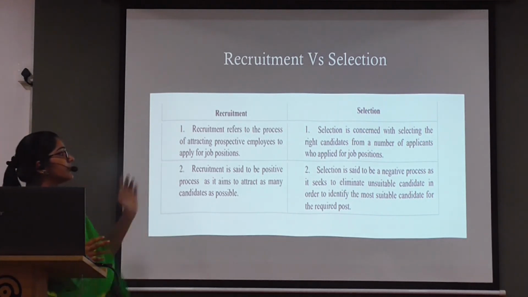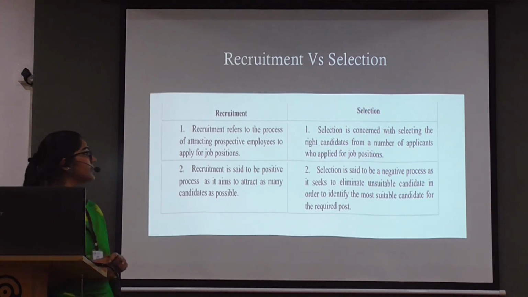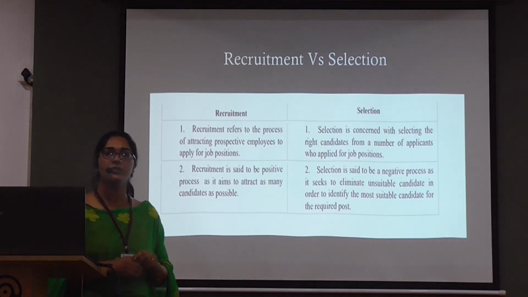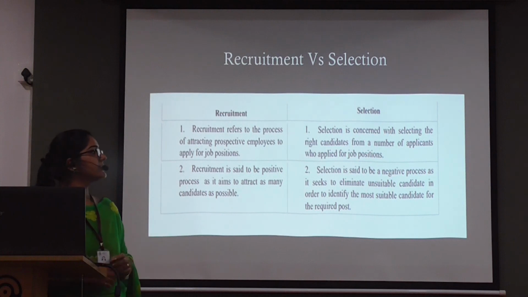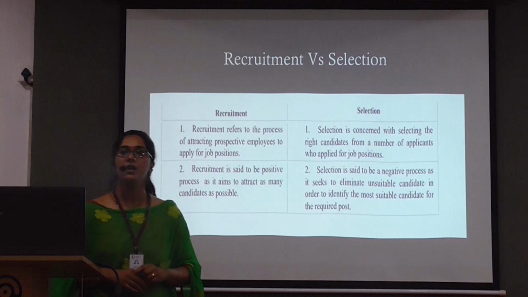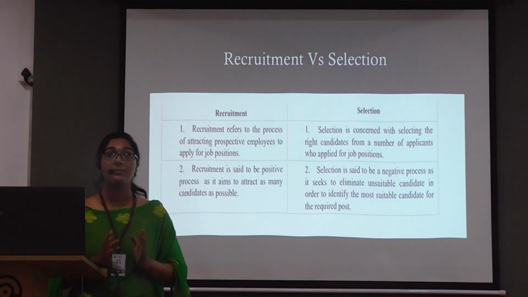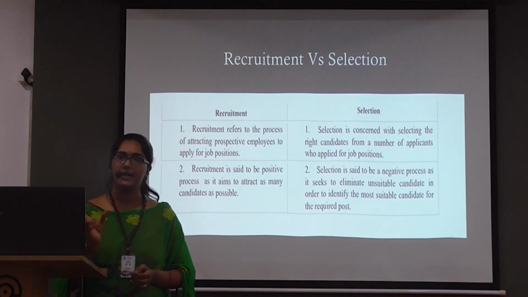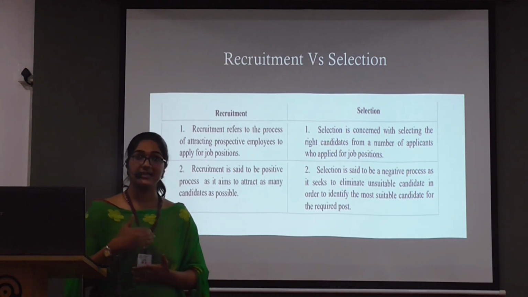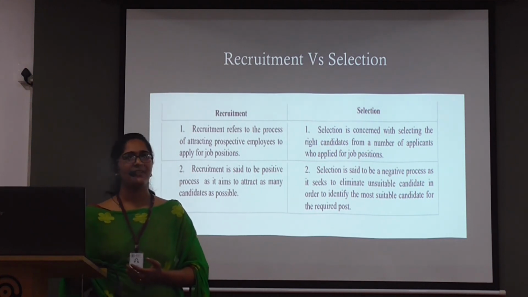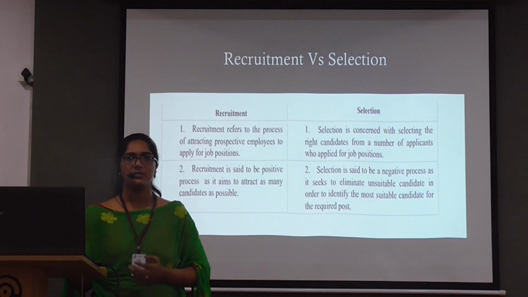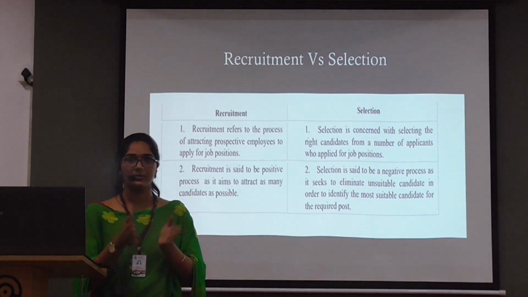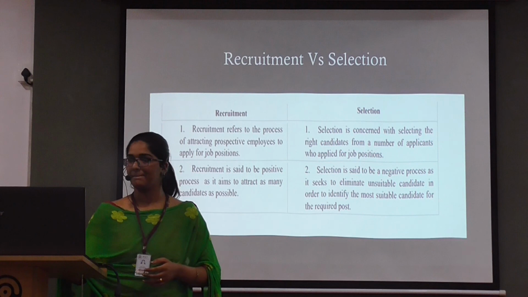Recruitment refers to the process of attracting prospective employees to apply for job positions, and selection is concerned with selecting the right candidates from a number of applicants who apply for job positions. I'm sure you can understand why, on seeing certain advertisements, not everyone applies for a particular position. You see so many advertisements in newspapers, but you cannot find everyone applying for the same position. This is the difference between recruitment and selection.